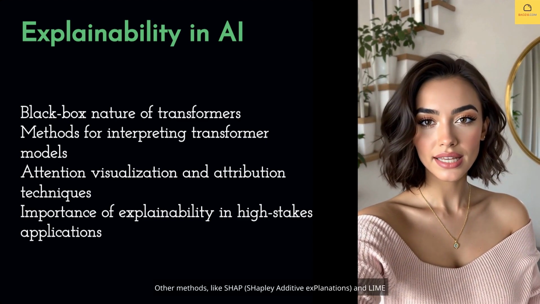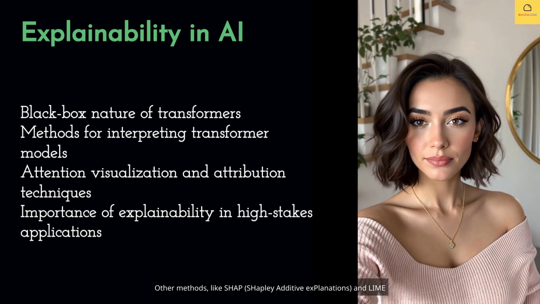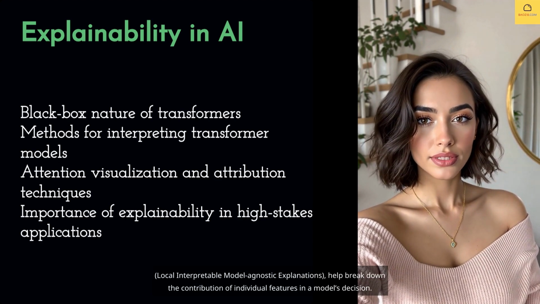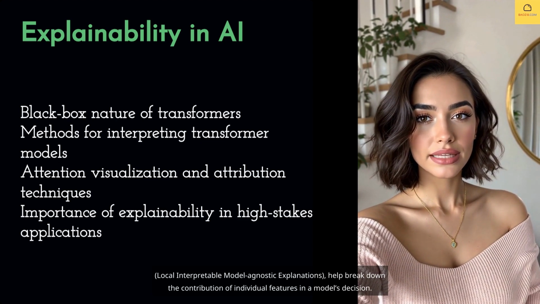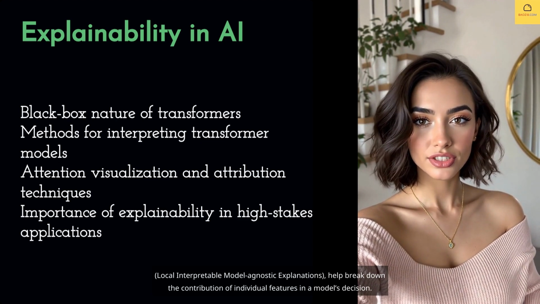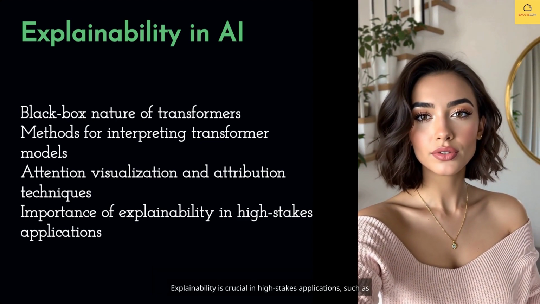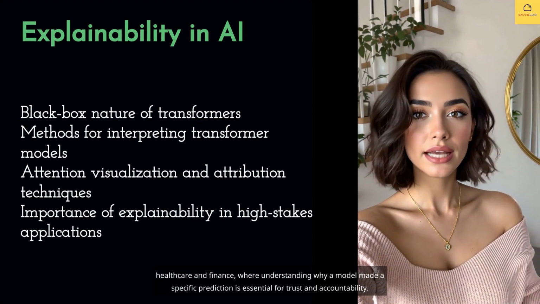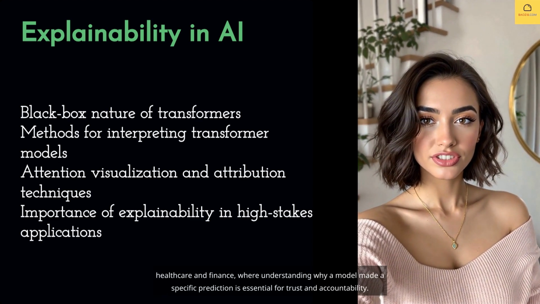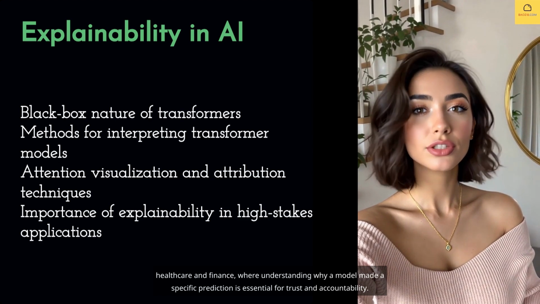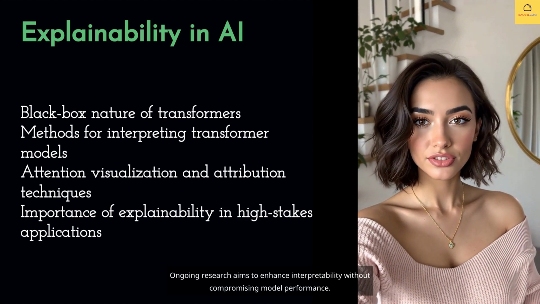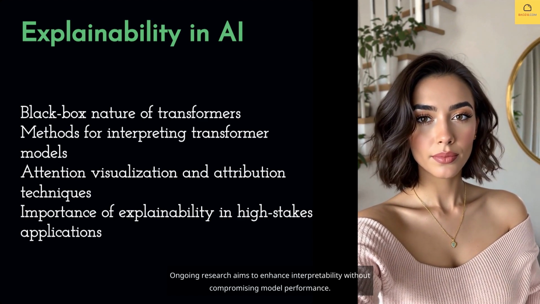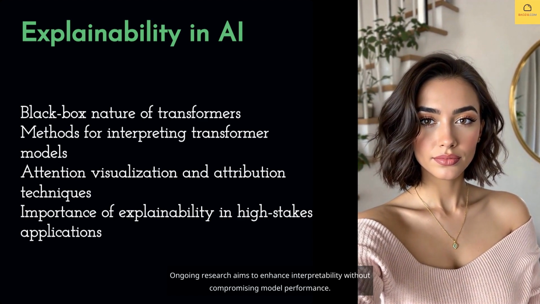Other methods, like SHAP, Shapley additive explanations, and LIME, local interpretable model-agnostic explanations, help break down the contribution of individual features in a model's decision. Explainability is crucial in high-stakes applications, such as healthcare and finance, where understanding why a model made a specific prediction is essential for trust and accountability. Ongoing research aims to enhance interpretability without compromising model performance.